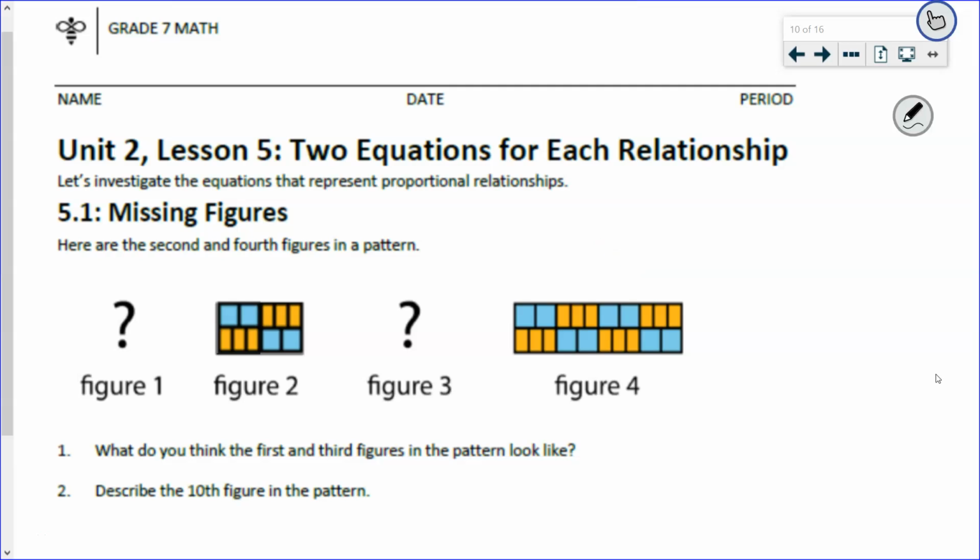Hello Math 7 students, this is Open Up Resources Unit 2 Lesson 5, 2 equations for each relationship.